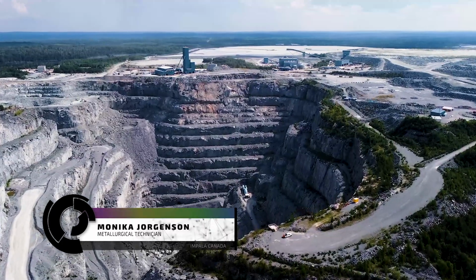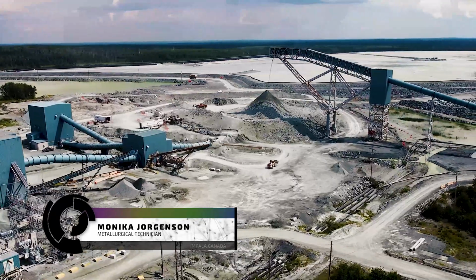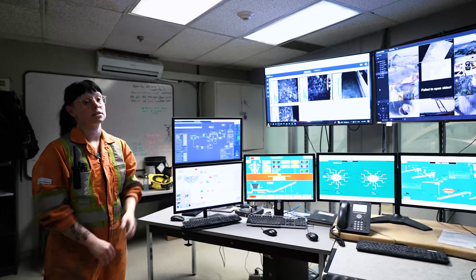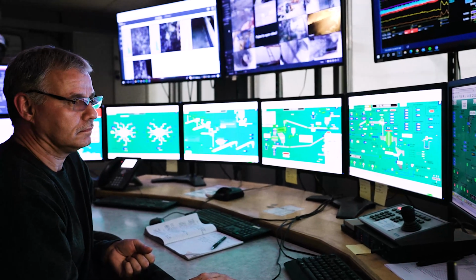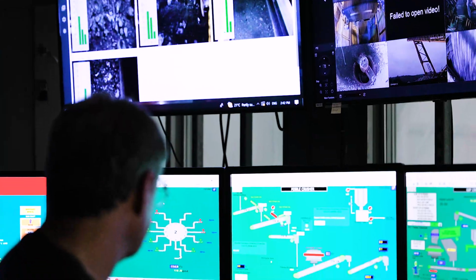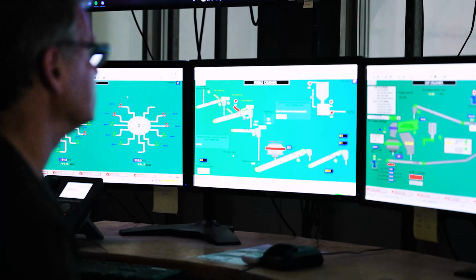We are currently in the control room, which is in the mill on the mine site. The control room is responsible for monitoring basically everything that's going on in the plant. We have our control room operator here, and he has a series of screens that tell him different types of very important information that we need to run this plant.